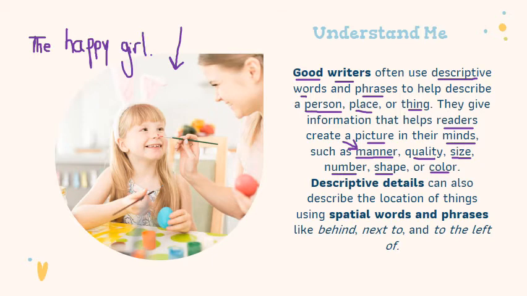This girl here is happy. I can tell from the picture. So the word happy is a describing word. I'm giving information about this girl, that she is happy. So this is what I can say about manner. Other examples of manner can be smart. Of course, happy or sad, you can use the opposite. Smart and not smart, for example.